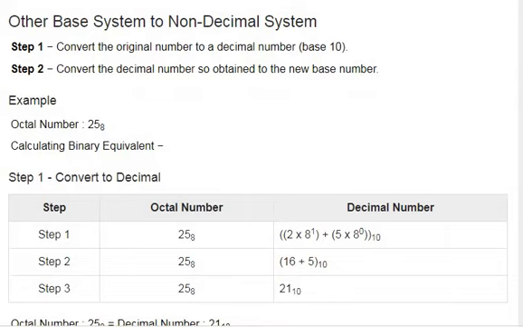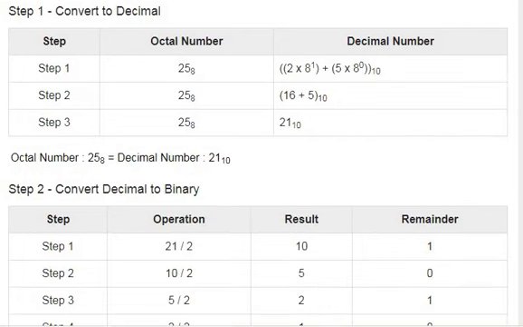Now, conversion between non-decimal base systems, for example octal to binary. We don't have a direct octal to binary conversion. We have octal to decimal and decimal to octal. Similarly, we have binary to decimal and decimal to binary. So first convert the octal number to decimal. The decimal equivalent of 25 is 21. Now convert the decimal to binary.